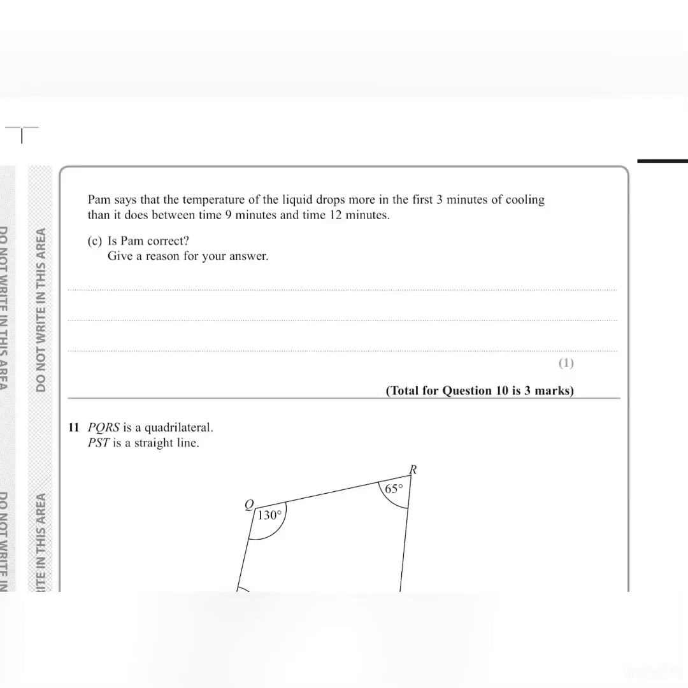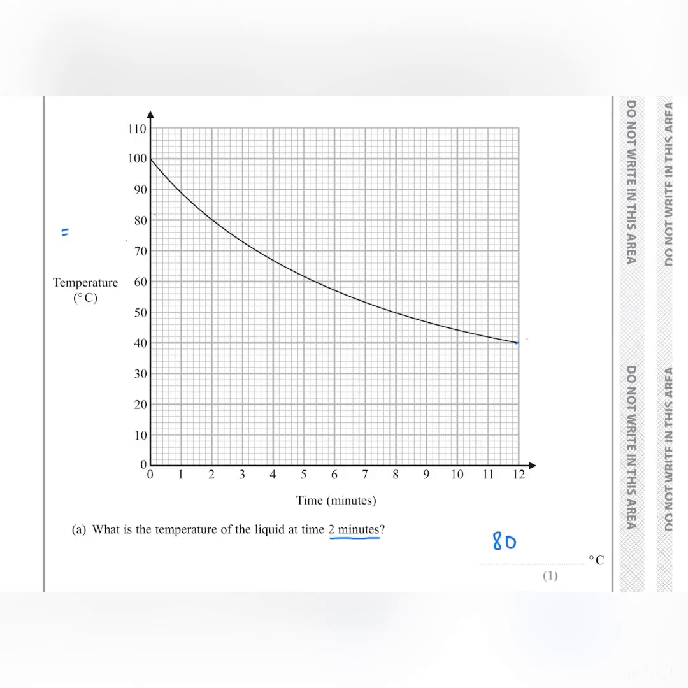Okay, part C to question number 10, it says Pam says that the temperature of the liquid drops more in the first 3 minutes of cooling than it does between 9 minutes and 12 minutes. Is Pam correct? Give a reason for your answer. Okay, now if you look at the graph here, in the first 3 minutes, the temperature drops from 100 to 73. So that's a drop of 27 degrees in the first 3 minutes.